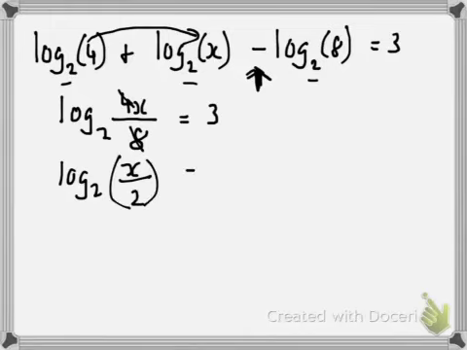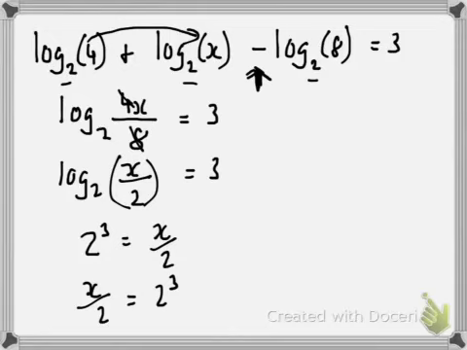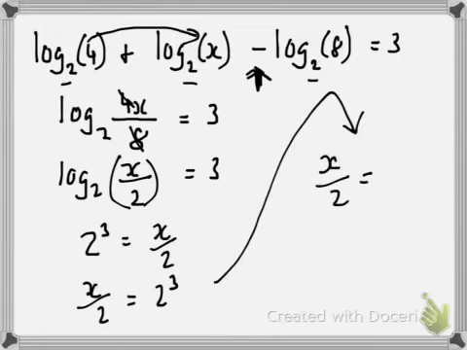Okay, equals 3. Out of log form now, 2 to the power of 3 equals x over 2. Switch those around, so x over 2 equals 2 cubed. X over 2 equals 2 cubed is 8. X equals 16. And we're done.